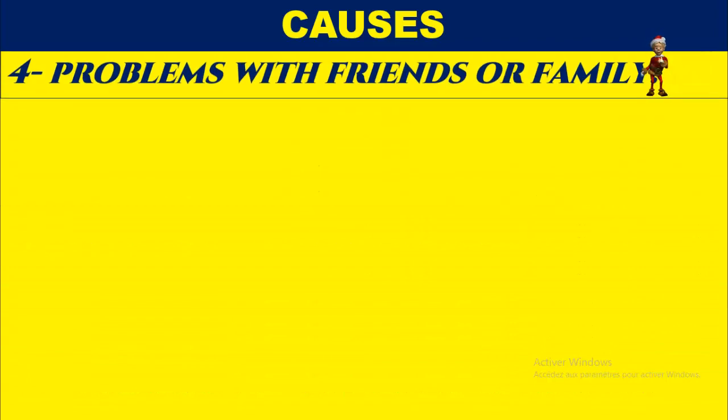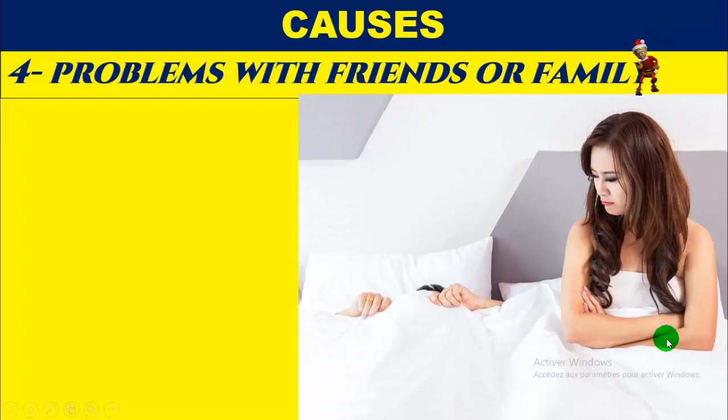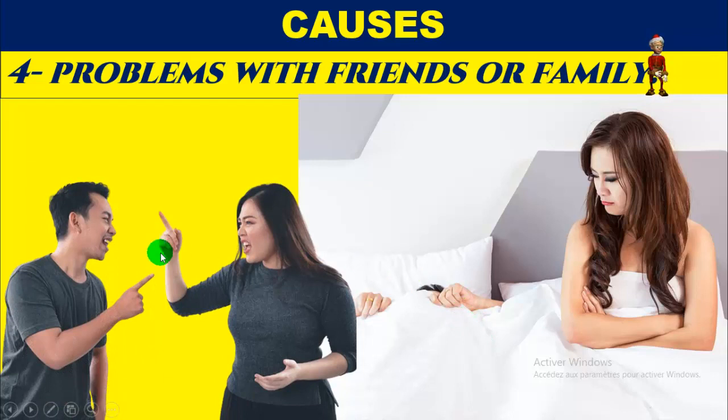Number 4, problems with friends or family members. When you have a problem with your friend or with your family members, at school, at home, it can be a source of stress. This lady may have problems with her husband or her partner, and she can be stressed. These two people are arguing, boyfriend, girlfriend, or simply friends or family, so it can be a source of stress also.